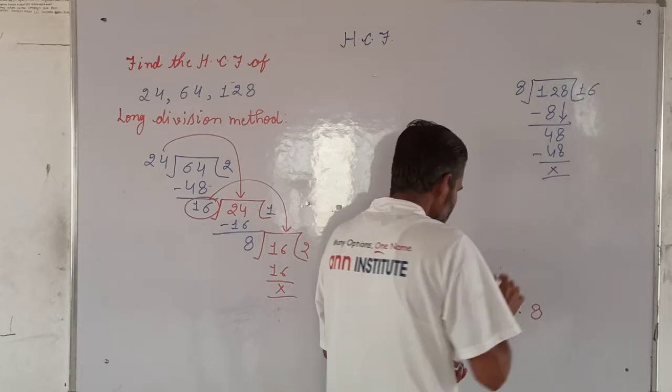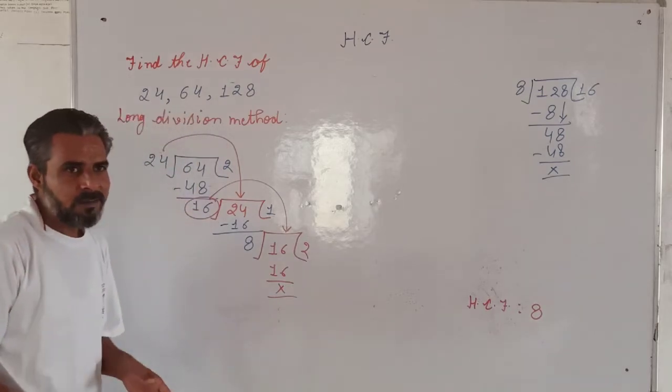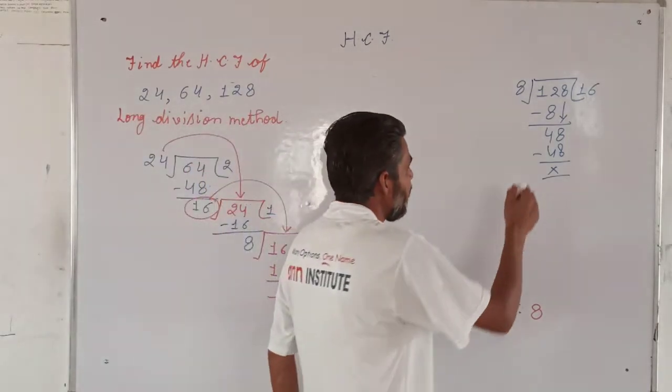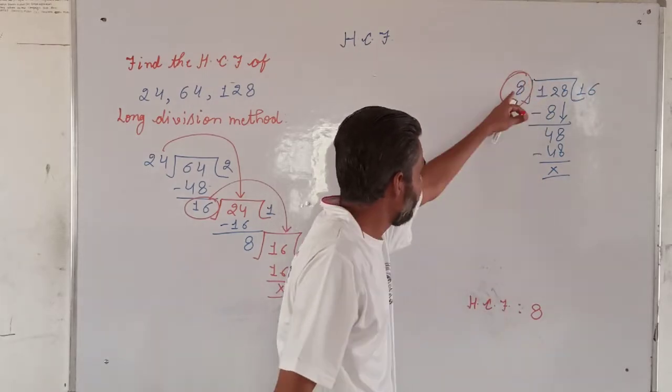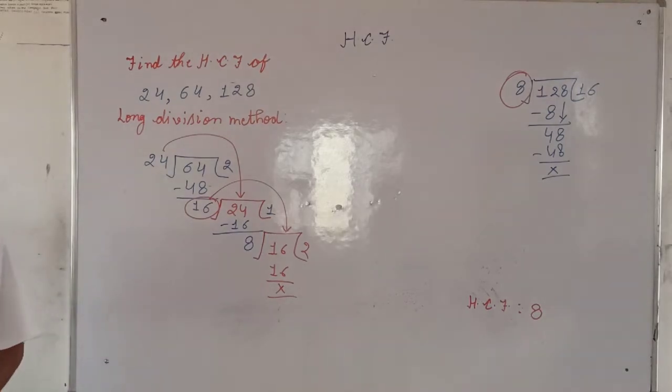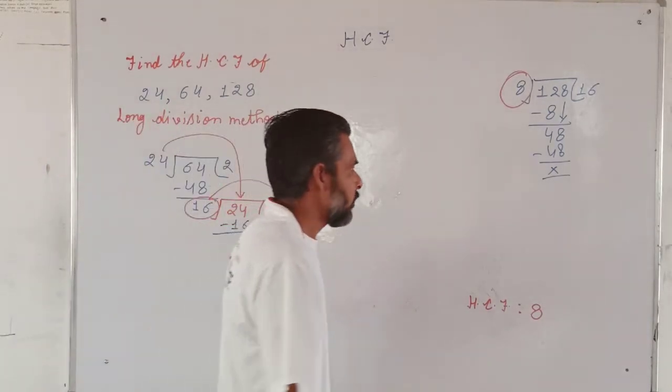Again the remainder is 0. So when we get the remainder 0 in all the cases, then the divisor will be the HCF. So again we are getting the HCF 8. So these are the two methods. Now one more method is remaining.